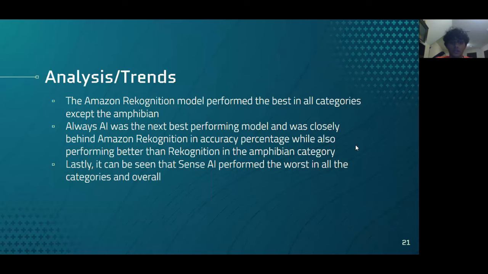The Amazon Rekognition model performed the best in all categories except the amphibian category. Always AI was the next best performing model and was closely behind Amazon Rekognition's accuracy percentages in all categories, while also performing better than Rekognition in the amphibian category. Lastly, it can be seen that Sense AI performed the lowest accuracy-wise in all 3 categories and overall as well.